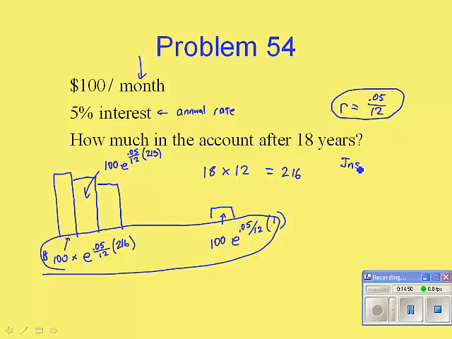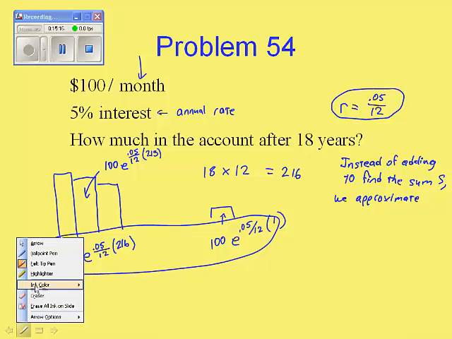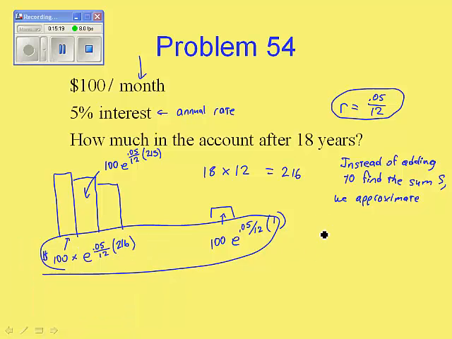So instead of adding, to find the sum S, we approximate, and let me write it down in black here so you have it. Now, here's the formula they give you. Let's see if it makes sense. S equals, we're going to integrate. I'll explain from what to what in a minute. It's going to be dt. Okay?